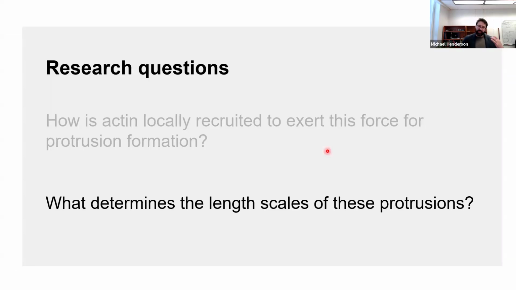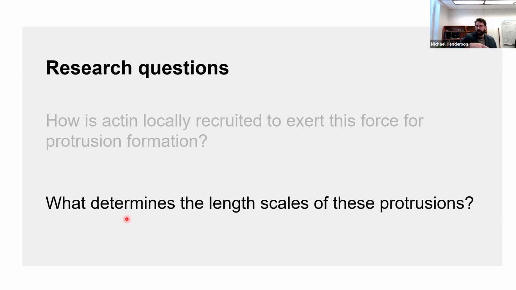But I hope I've convinced you that we have good information on the key molecules that are involved in generating these protrusions. Again, we need these curvature sensitive proteins to assemble, and they're key in then recruiting this actin machinery to drive protrusions. What I haven't touched on is how might cells regulate the length scale of these protrusions?